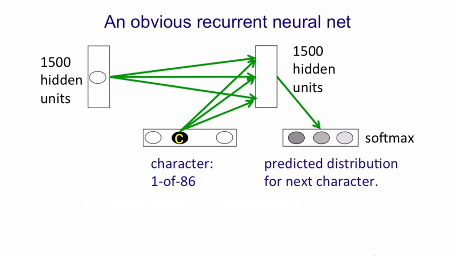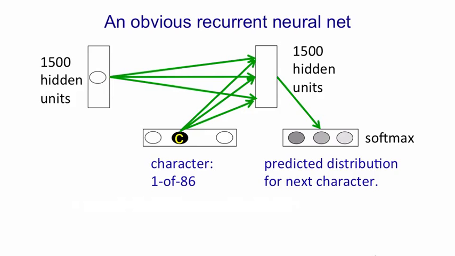So here's an obvious kind of recurrent net we might use to try and model character strings. It has a hidden state, and in this case we're going to use 1500 hidden units. And the hidden state dynamics is that the hidden state at time t provides inputs to determine the hidden state at time t plus 1. And the character also provides some inputs. So we add together the effect of the current character with the previous hidden state to get the new hidden state. And then when we arrive at a new hidden state, we try and predict the next character.